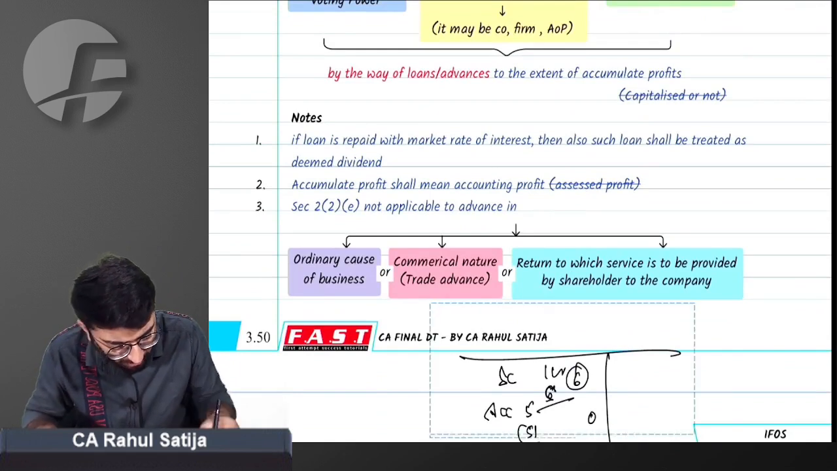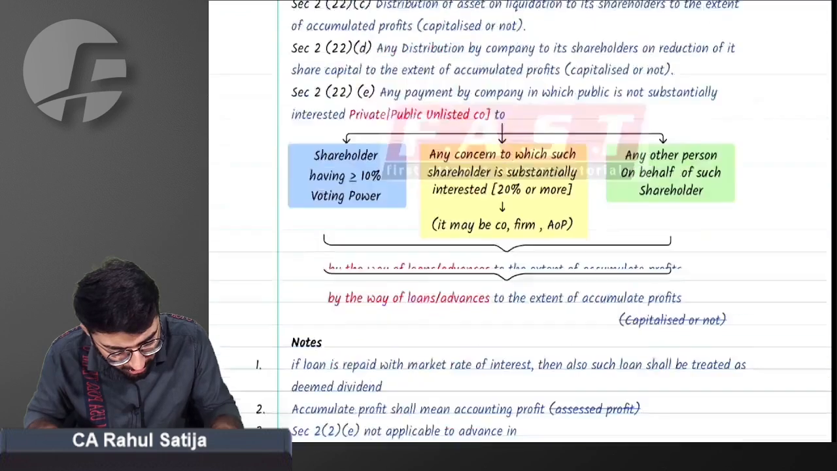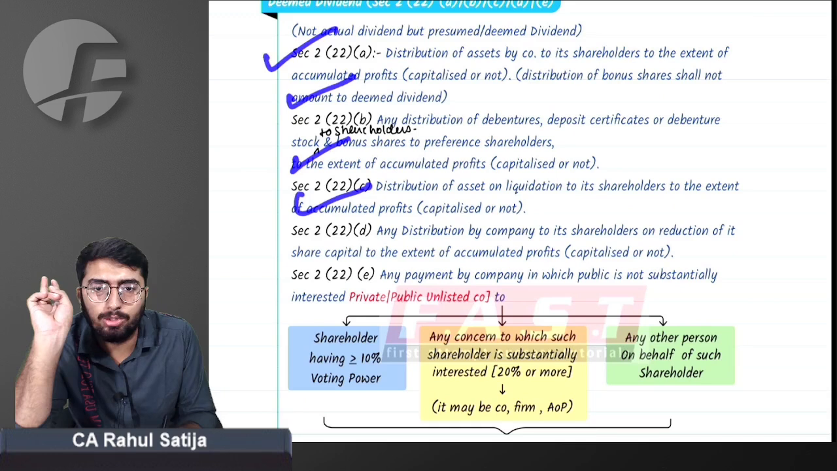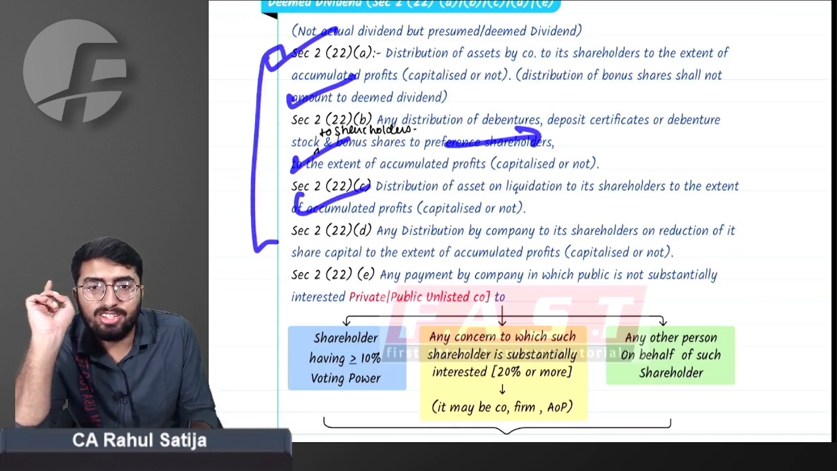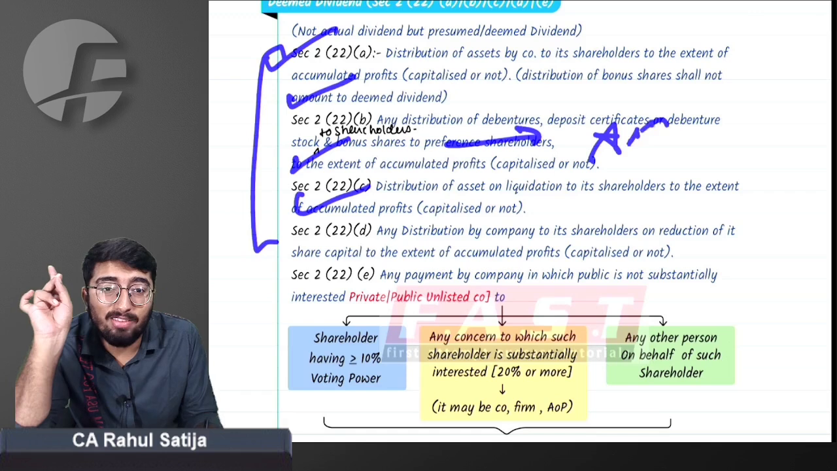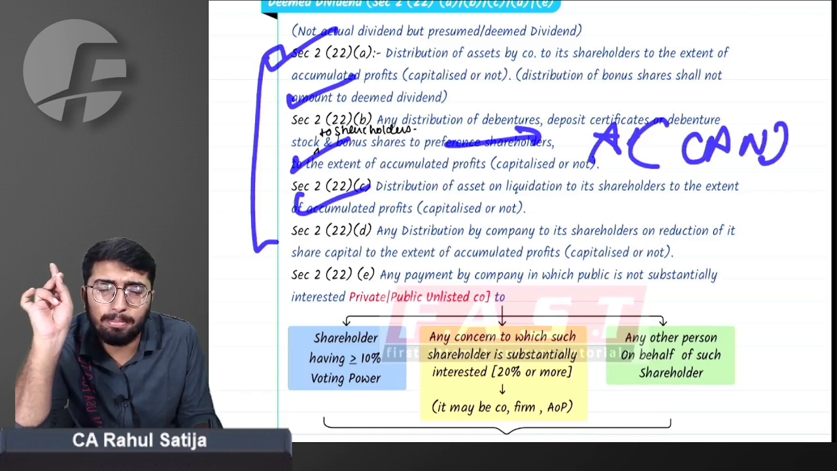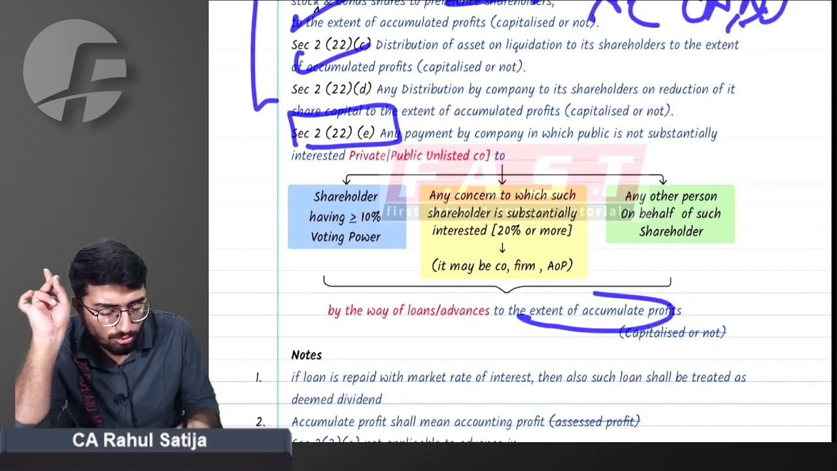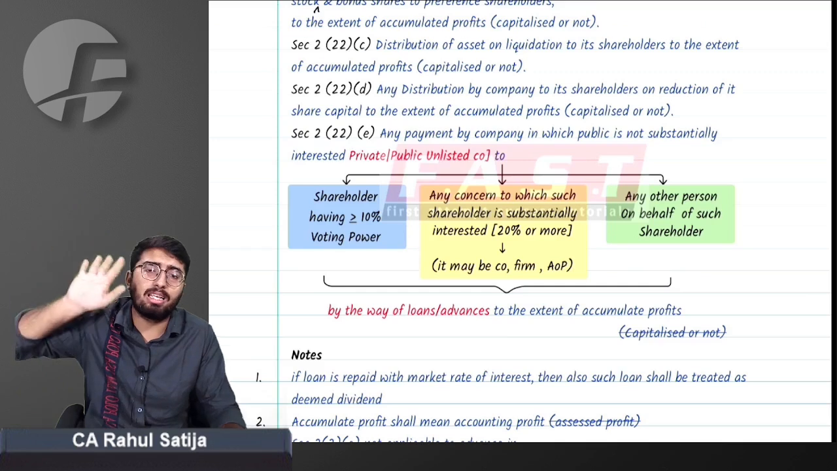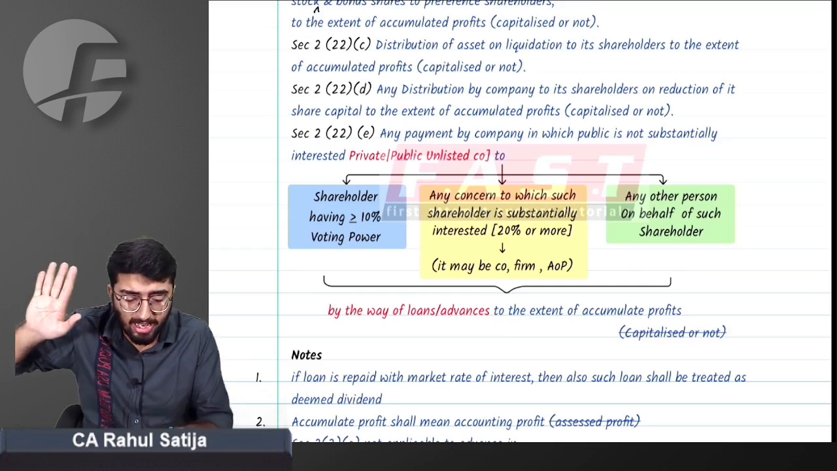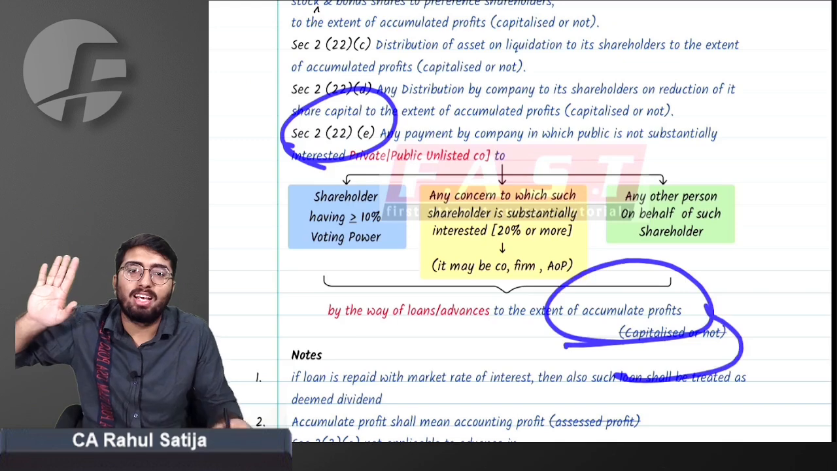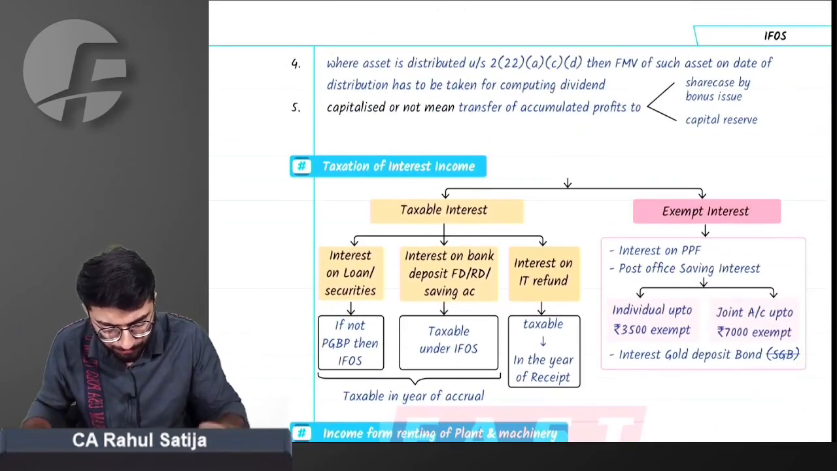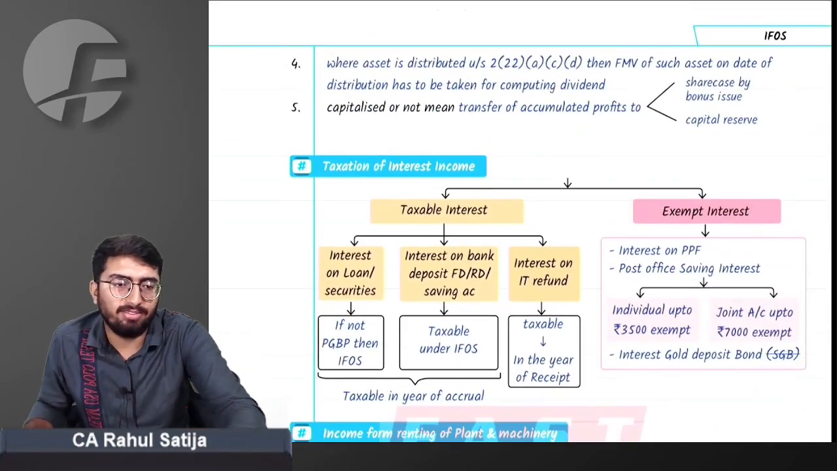So one more thing to be taken care of is the last thing. Whenever we are studying any deemed dividend under section 222A, 222B, 222C, 222D, all these provisions say distribution to the extent of accumulated profits, whether capitalized or not. But whenever we are studying section 222E, it says only to the extent of accumulated profits. It does not seek any type of capitalization. So in case of 222E, if you capitalize your profits, then you are not required to pay dividend. This is the bottom line of this topic. I hope that things are really very clear.